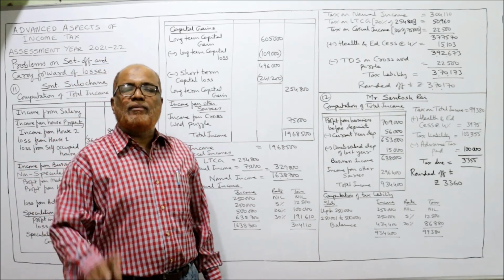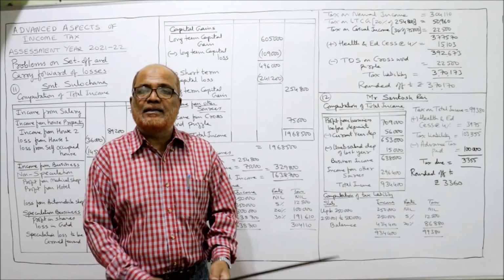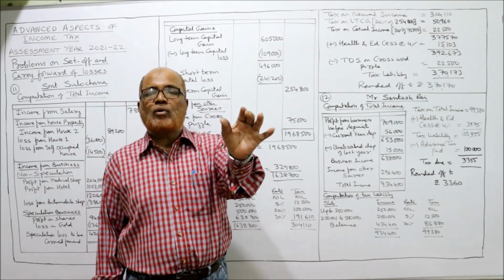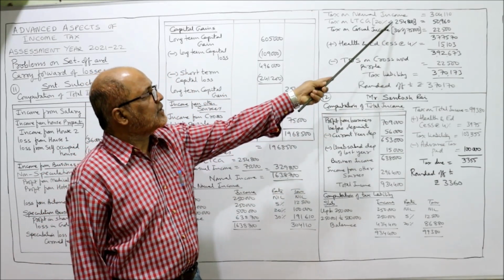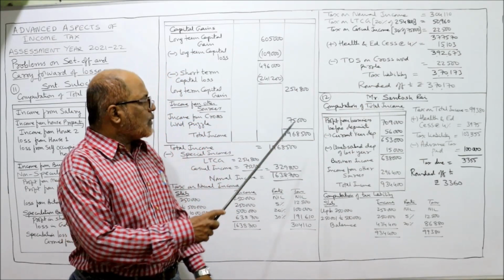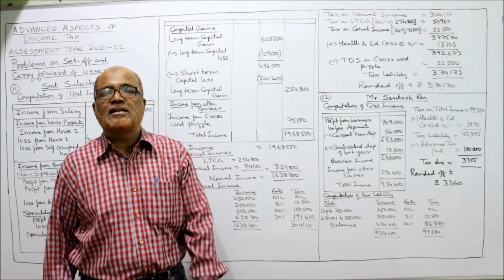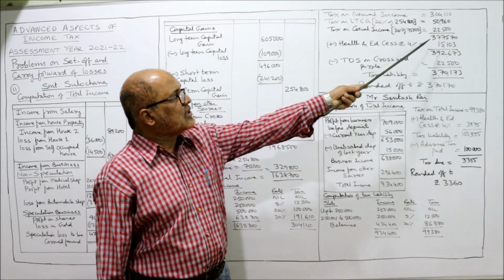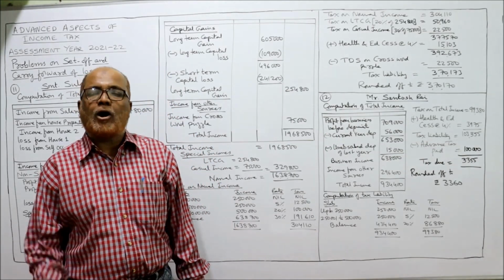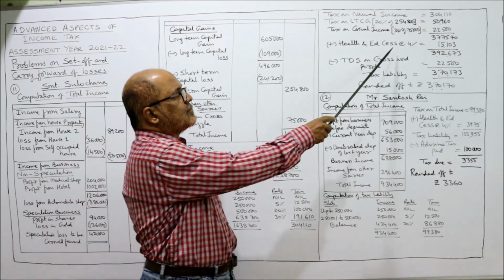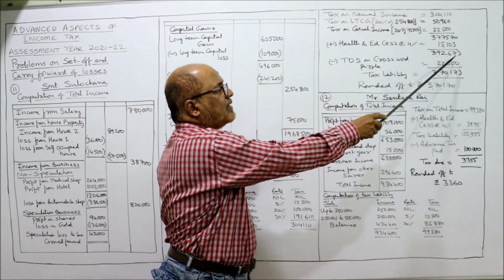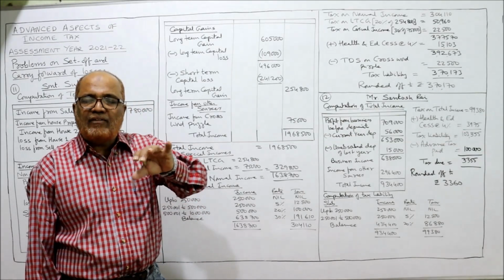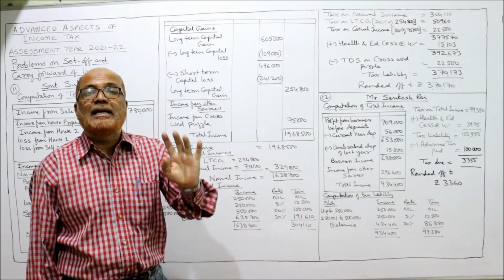To this tax on normal income, we add tax on LTCG. The long-term capital gain is how much? 2,54,800. On this 2,54,800, 20%, 50,960. Casual income 75,000. On this 30% is the rate of tax. So 30% of 75,000 is 22,500. So total comes to 3,77,570. On this 4% health and education cess, 15,103. Total 3,92,673.